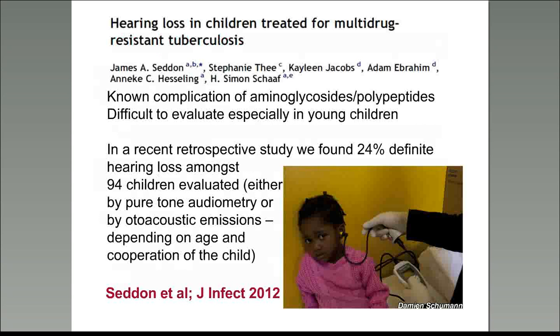And I would also refer you to this nice citation, Hearing Loss in Children Treated for MDR-TB by James Seddon and Prof. Schaaf. In this retrospective study of children treated for MDR-TB with long-term injectables, 24% had definite hearing loss, and this was using quite strict criteria. So this is not a rare side effect, and you need to be aware of it.